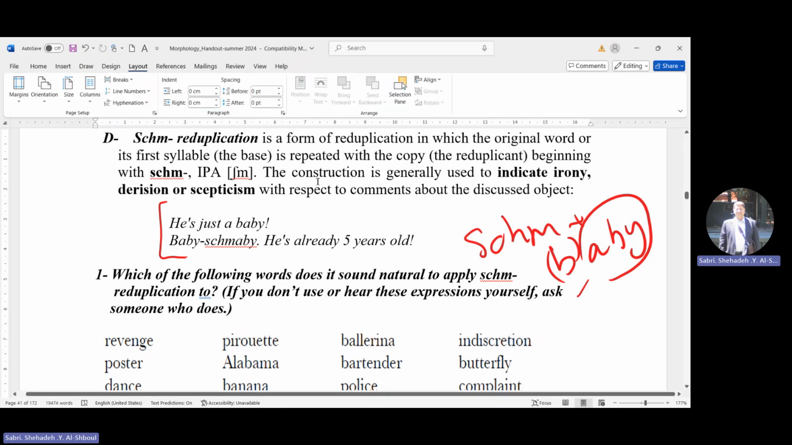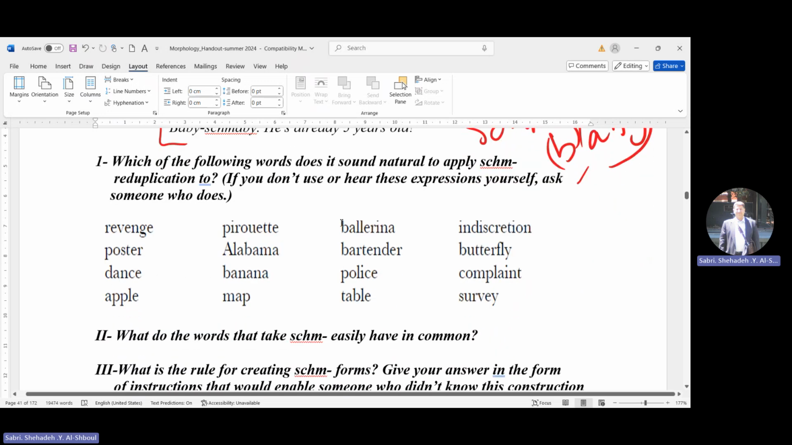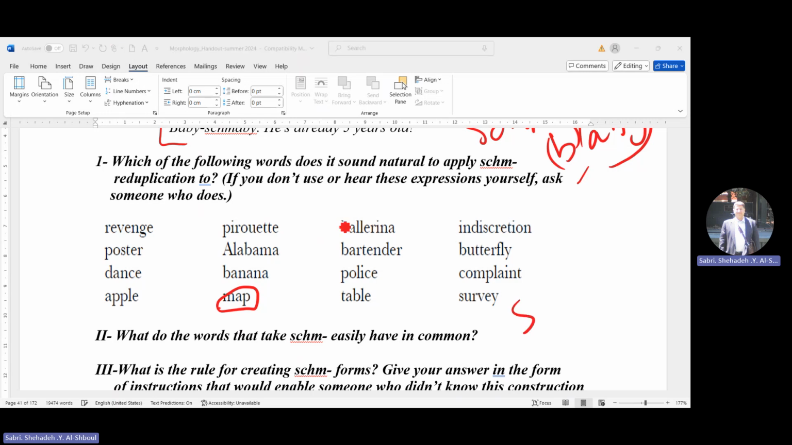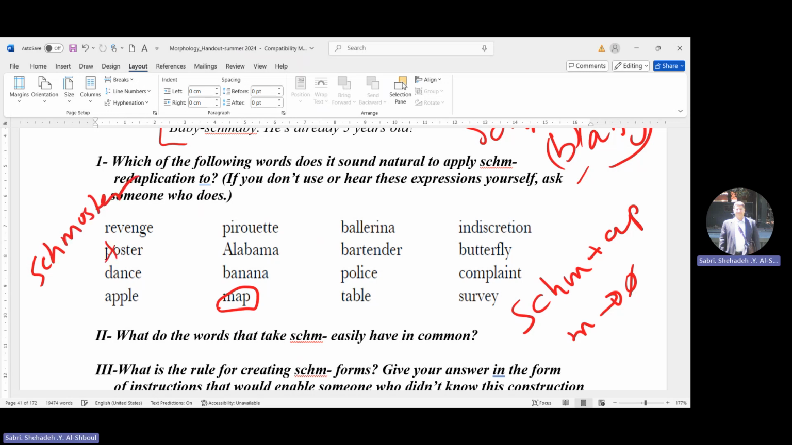Here we have examples of shm. Of course, these examples depend entirely upon the intuition of the speaker, the phonotactics of the language, what is possible, what is impossible, what is prohibited, what is accepted. So based upon these features or criteria, we can use shm in the word. For example, we have map. If I use shm with map, it is shmap, right? So here the sound m deletes, right? Poster, for example, we say shmoster, right? The same, it is p that deletes, right?